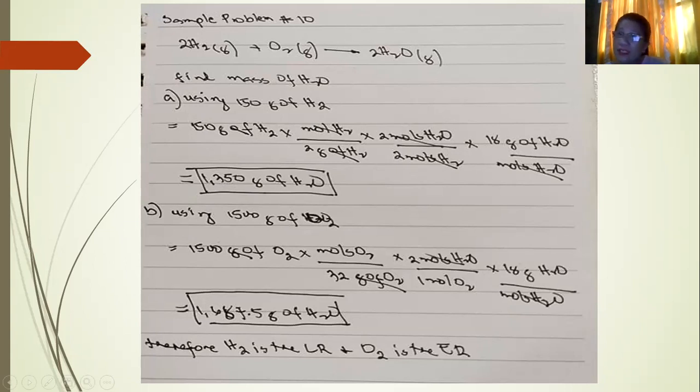Now, let us still solve for the mass of water, but now we are going to use the oxygen, which is 1,500 grams of oxygen.